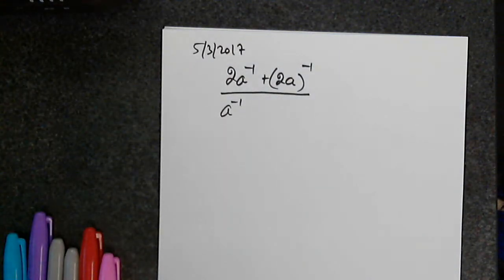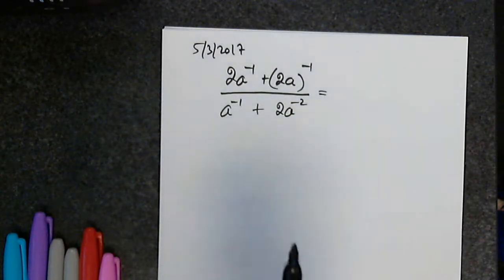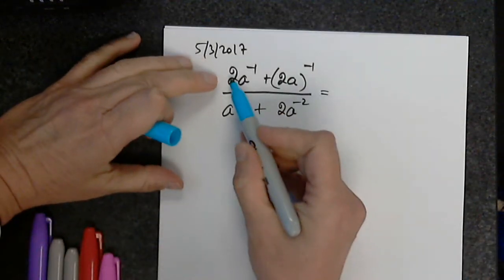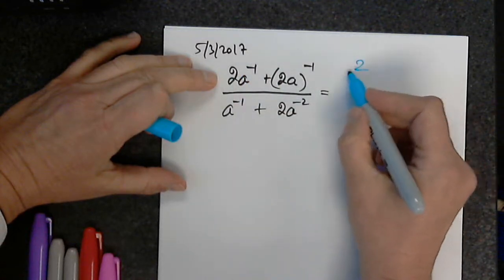Okay, over a to negative 1 plus 2a to negative 2. Only the quantity that has a negative power goes to the denominator. You cannot take something that has a positive power and all of a sudden move it to the denominator. So this is not 2 to negative 1. It's 2 to the first power.